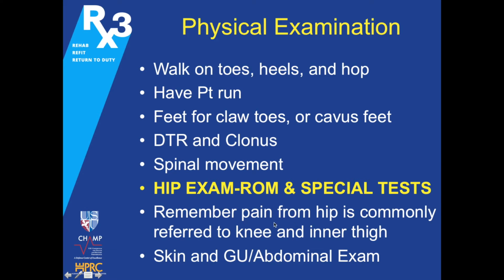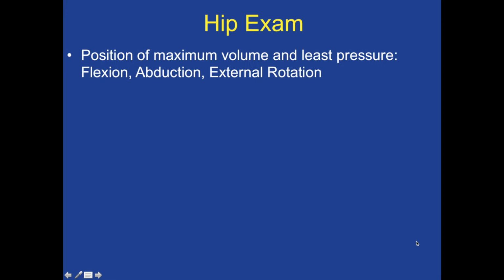And then also remember, referred pain is quite common. So it is not unusual to hear about someone presenting with knee pain, the knee exam was normal, and it turned out it was hip pathology the whole time. So if you have a normal knee exam, always consider that it may be the hip. Another axiom for musculoskeletal medicine is to always consider the joint above and below. And do not forget about referred pain, so skin and GU and abdominal exam. So the hip exam.